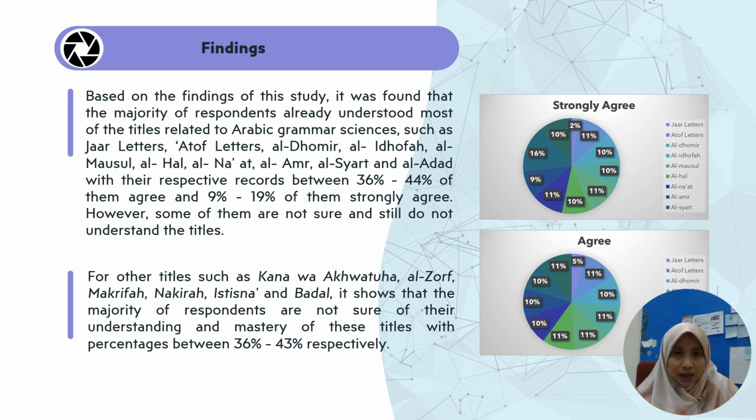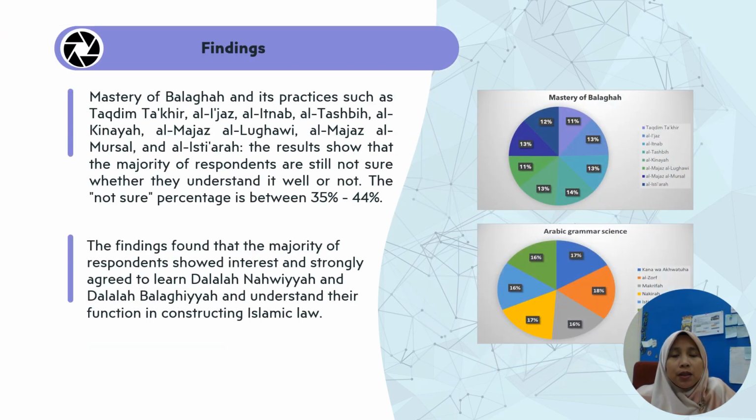For other titles such as Kana wa akhwatuha, the adverb, the definite, the indefinite, the exception, and the substitute, the majority of respondents are not sure of their understanding and mastery of these titles, with percentages between 36 to 43 respectively. In terms of mastery of balagha and its practices, such as precedence and delay, brevity, prolixity, simile, metonymy, figurative language, the mursal trope, and metaphor, the results of the analysis show that the majority of respondents are still not sure whether they understand it well or not, with not sure percentages between 35 to 44.